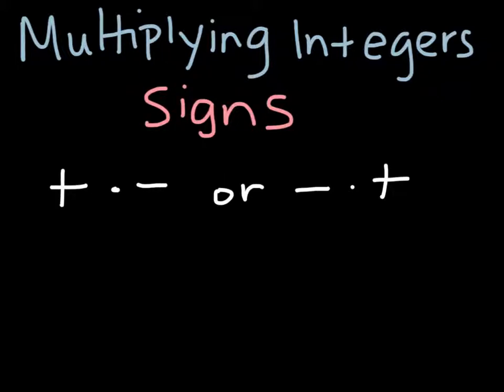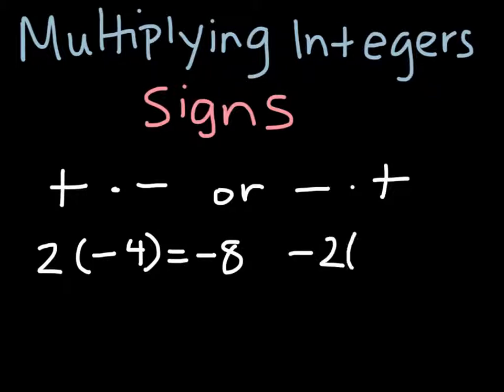The product of two integers with different signs is negative. For example, if we multiply a positive number by a negative number, our answer will be negative. Or if we multiply a negative number by a positive number, our answer will once again be negative.